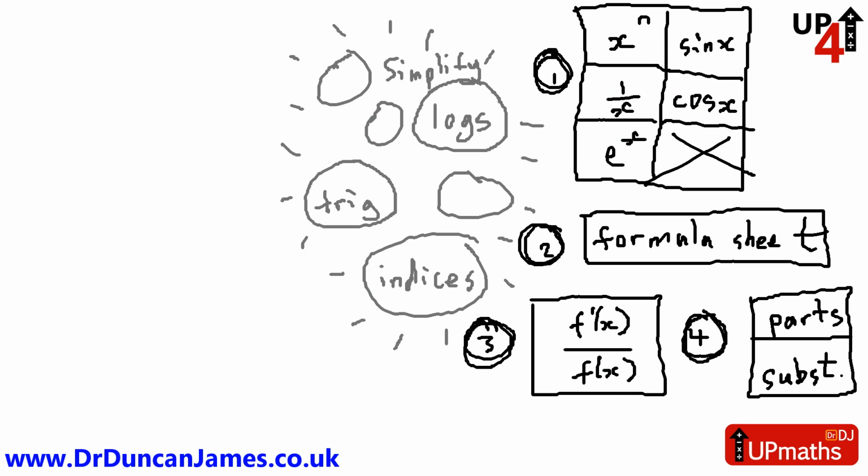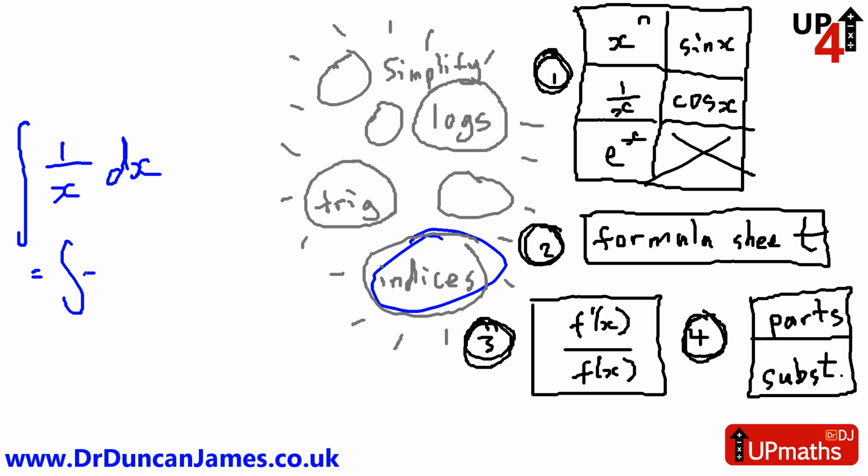Let's do another one. What if it's the integral of 1 over x dx? I'm going to do it slightly backwards. I could use my indices to simplify that, so I'm going to make that the integral of x to the minus 1 dx. And then I'm going to ask, is it a type 1? It is a type 1, it's really simple. And then as I'm starting to answer it, I go, oh, I've got to be careful, that's actually 1 over x. So it's just ln x.